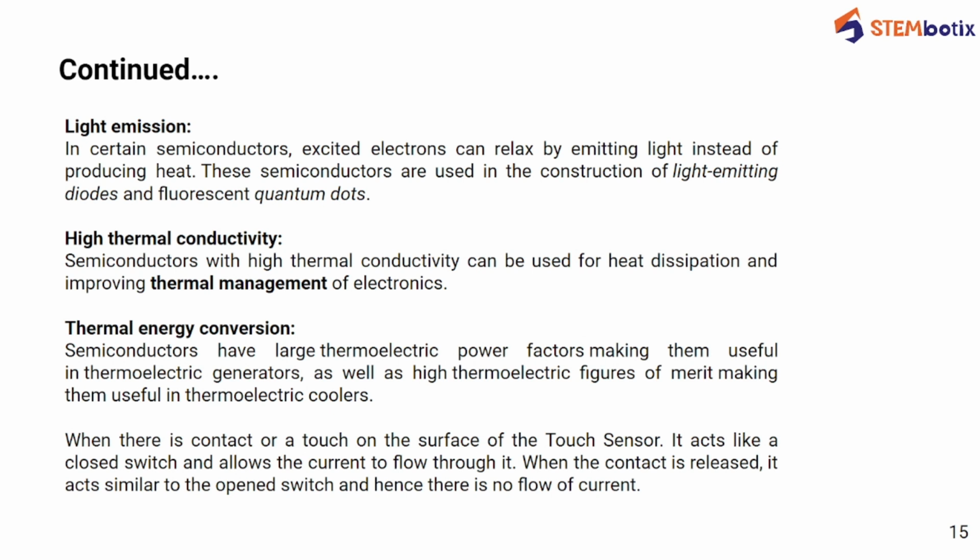So the different categories or properties of semiconductor materials are these. First one is light emission. In certain semiconductors, excited electrons can relax by emitting light instead of producing heat. So this kind of semiconductors are used in the construction of light emitting diodes, or LED, and fluorescent quantum dots. Now, second is high thermal conductivity materials. These kinds of semiconductors with high thermal conductivity can be used for heat dissipation and improving thermal management of electronics.